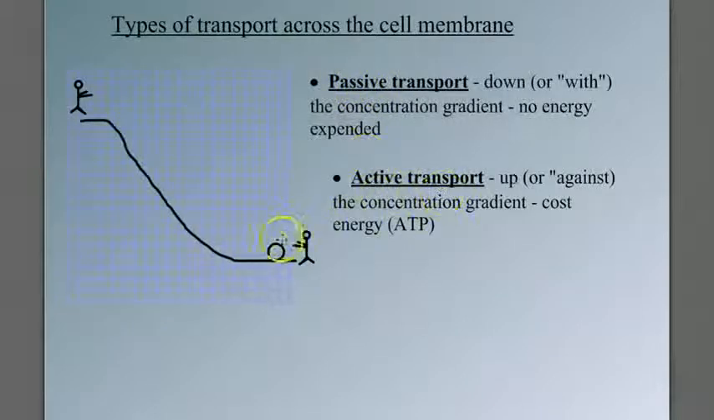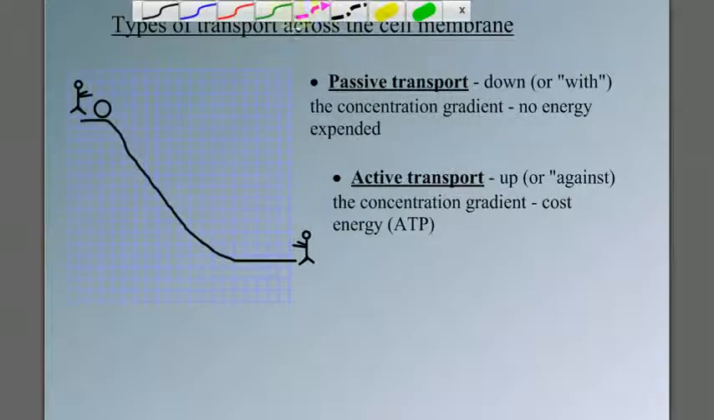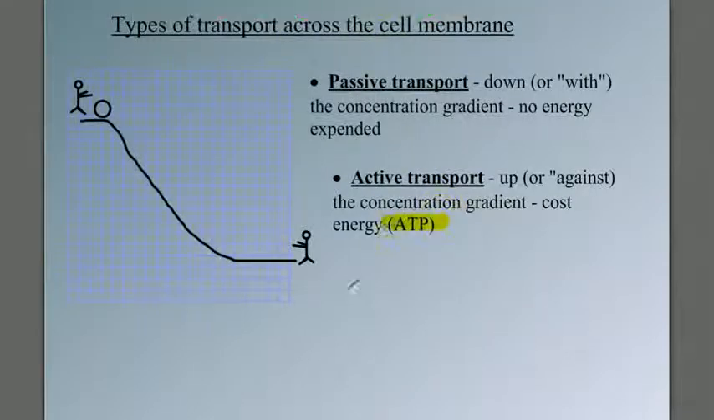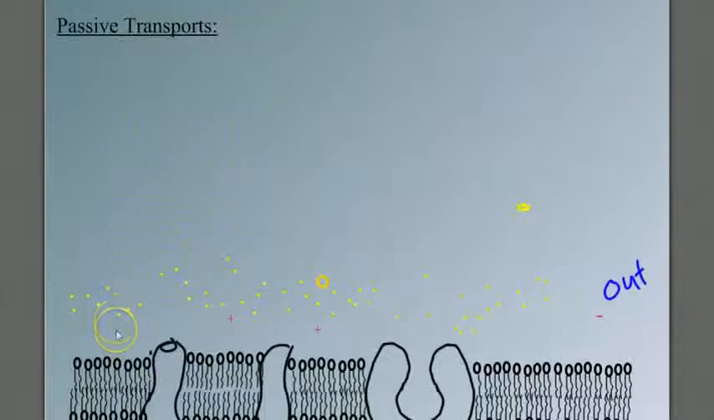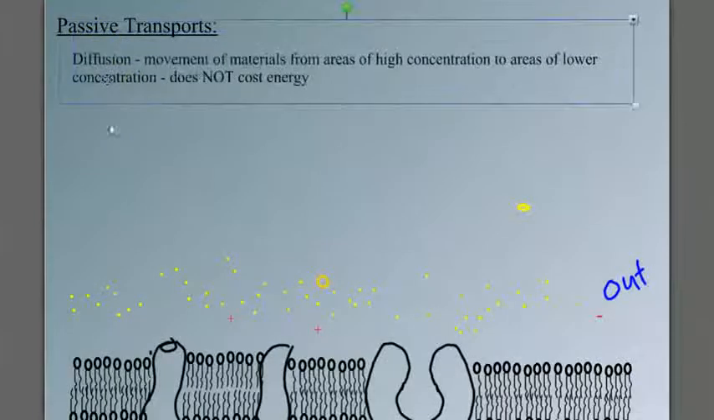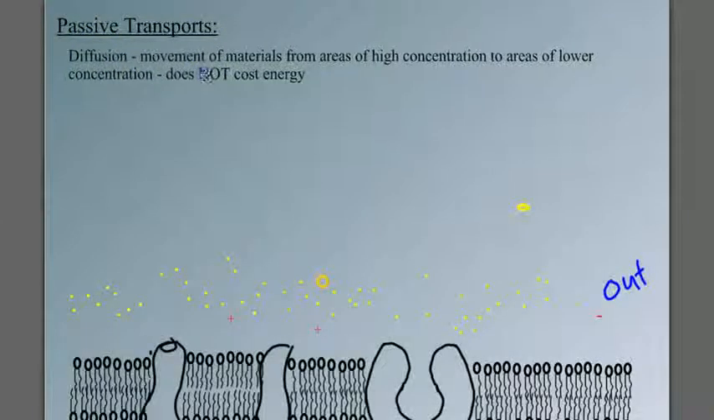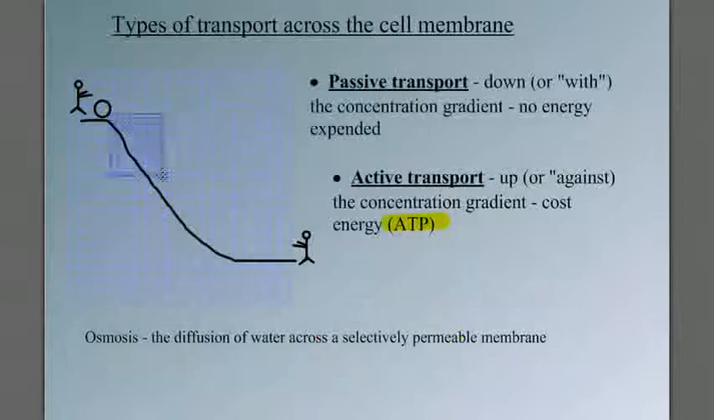Active transport, conversely, is going against the concentration gradient or up the concentration gradient. To get this ball to go up the hill, we'd have to spend energy, and cells spend energy in the form called ATP. Let's look at some specific types of passive transport, and the first is diffusion. Diffusion is the movement of materials from areas of high concentration to areas of low concentration. It does not cost energy. It's going down the hill.